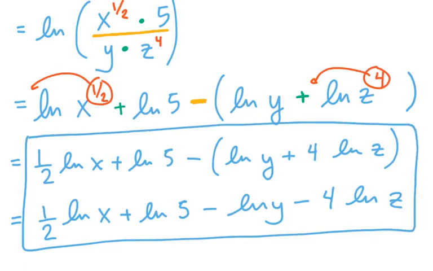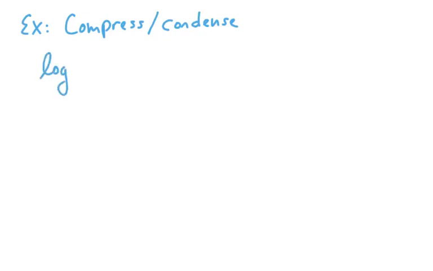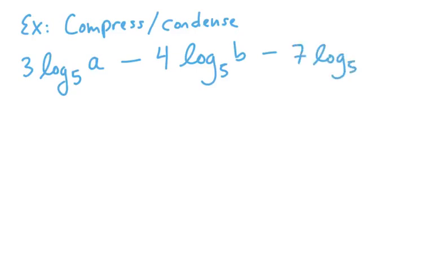Cool, so hopefully that feels pretty good on expanding. Again, expanding is when given a single log expression, pull it apart. So I'm going to wrap this video up by just looking at the other direction, which you can call compressing or condensing. Those are both words you'll hear about this last set of directions. And that would apply to a situation where we've got multiple logarithms. So let's say I've got 3 log base 5 of a, and that's being subtracted by 4 log base 5 of b, subtracted by 7 log base 5 of c.